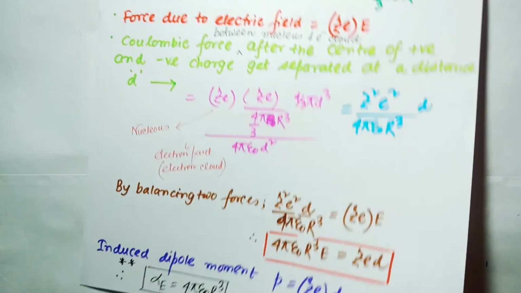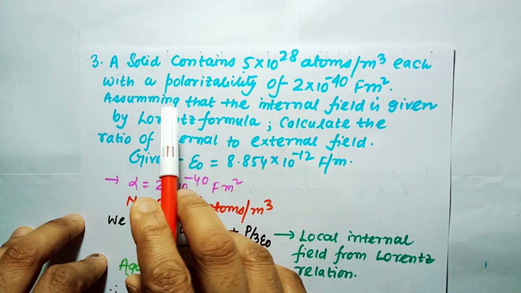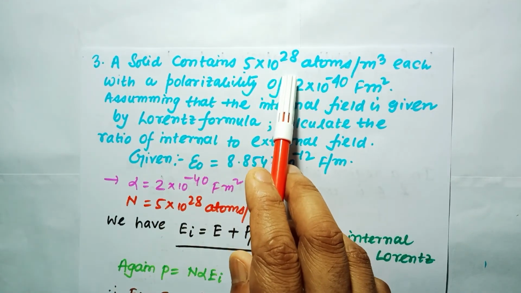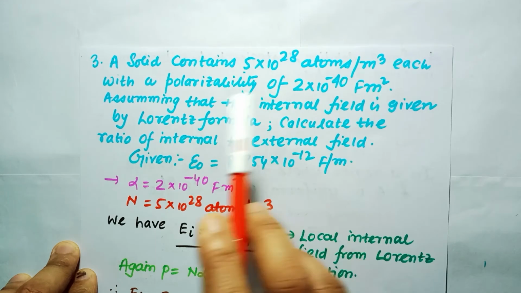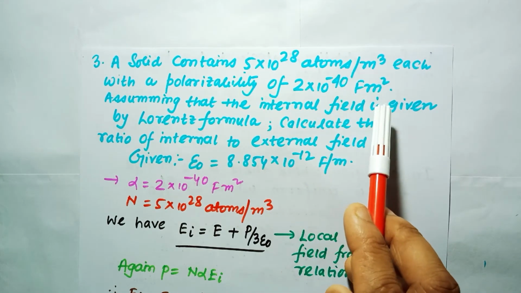So now we will move to a third problem, that is this one. So this is problem number 3. A solid contains 5 times 10 to the power 28 atoms per meter cubed, each with a polarizability of 2 times 10 to the minus 40 farad times meter squared.